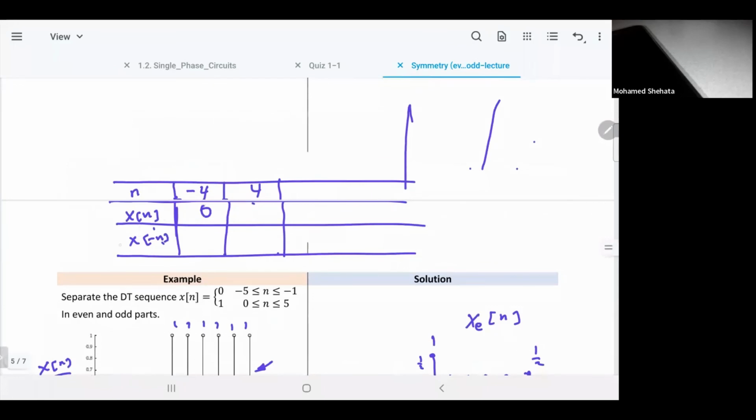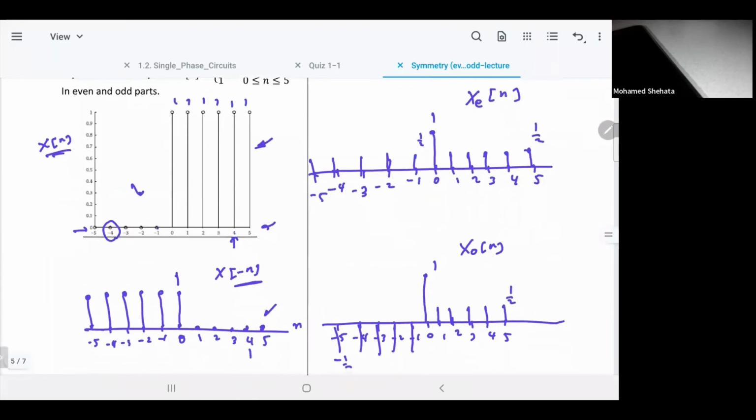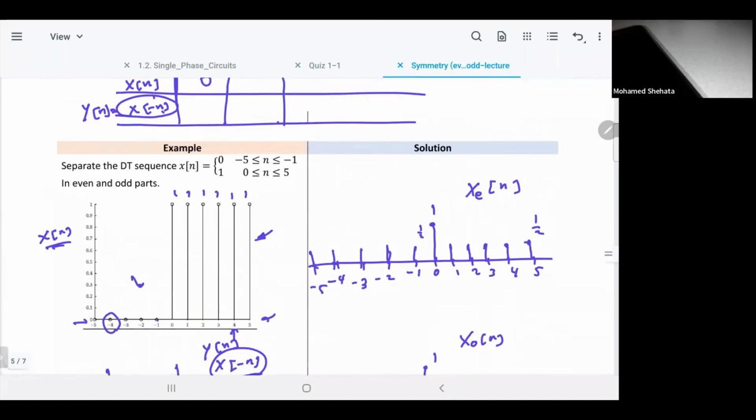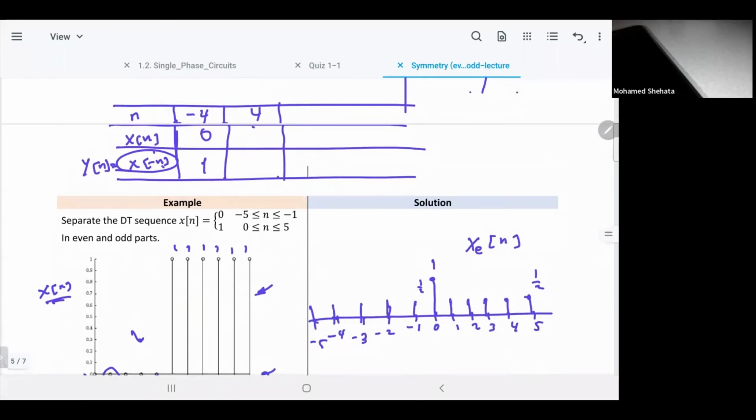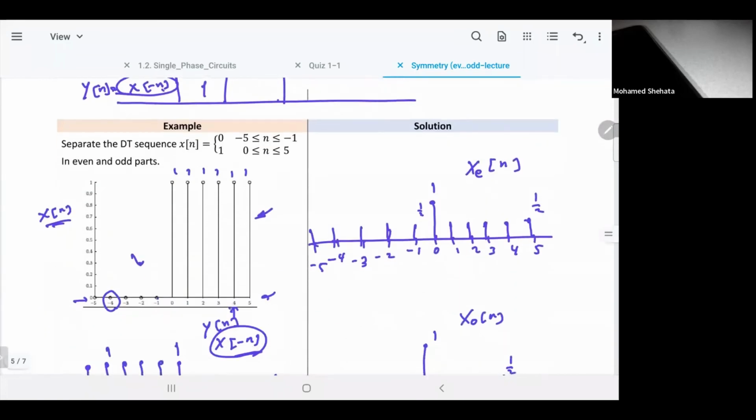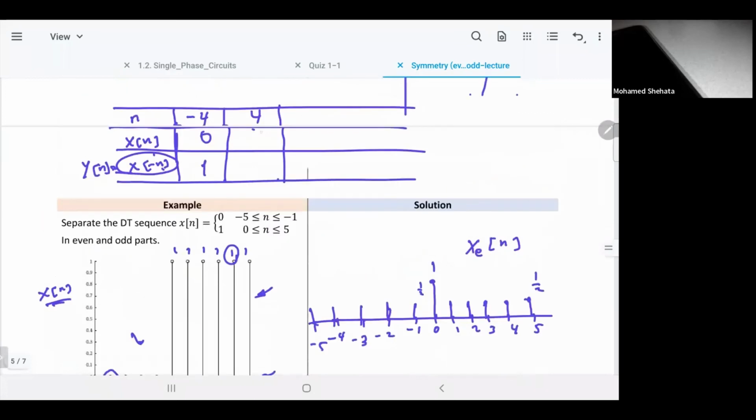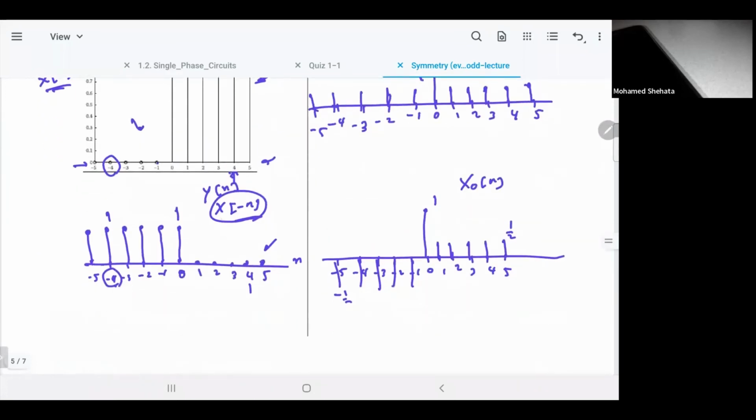Now we want to find the value of x of negative n. To avoid any mistake, you can call it y of n. So we want to find the value of y of n when n equals negative 4. You go for x of negative n, which I now call y of n, and use the same value of n, negative 4 in the table. So what's the value of y of n when n equals negative 4? 1. So you put 1. Let's look at 4. At n equal 4, the value of x of n is equal to 1, and the value of y of n is equal to 0.